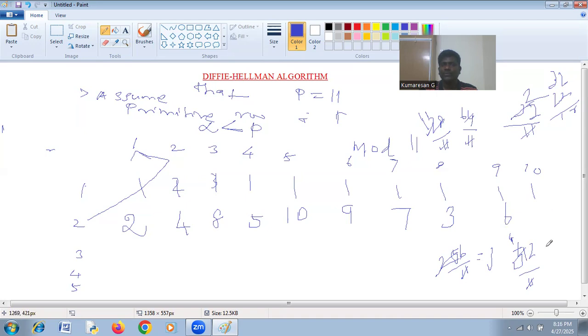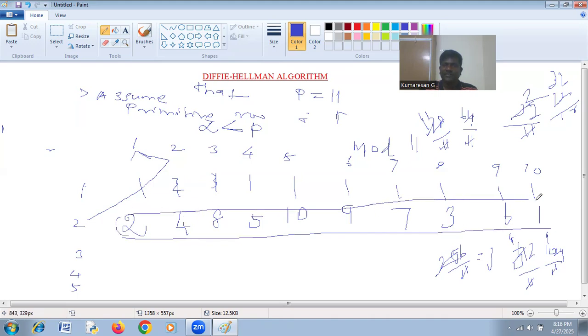1024 is divided by 11. 9 into 11 is 99, so remaining 3, and so remaining 1. So we will get all the values from 1 to 10 in the second row, for example 1, 2, 3, 4, 5, 6, 7, 8, 9, and 10.